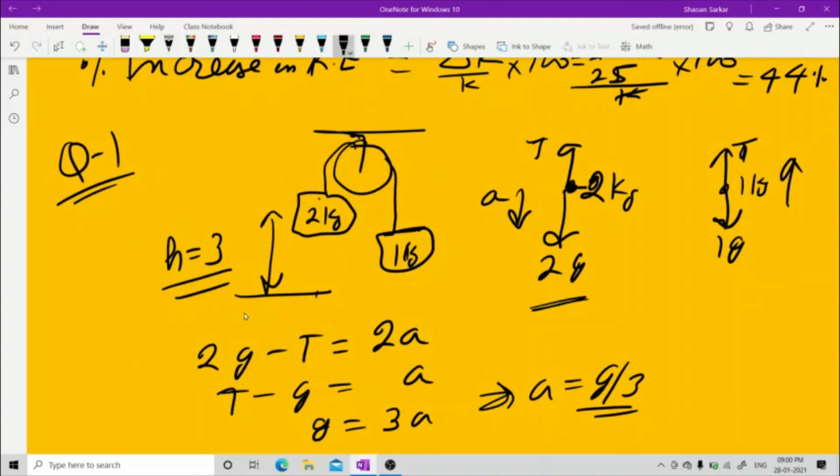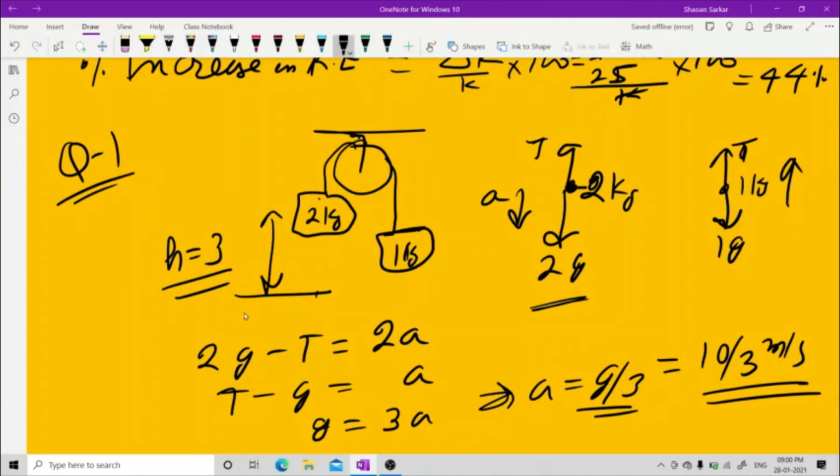If a is g by 3, they are not asking about tension. Don't try to find tension. They're asking how much is the gain in the kinetic energy of the system, which equals the loss of the potential energy of the system. I have shown that. Now acceleration is g by 3, that is, you can take it as 10 by 3 or 9.8 by 3 meter per second square. Do not forget to write this in the final answers.